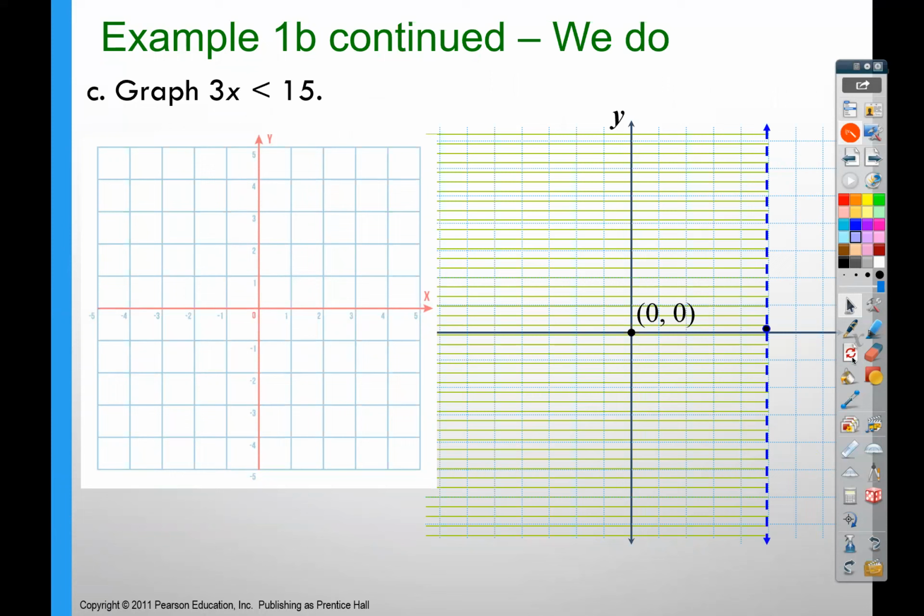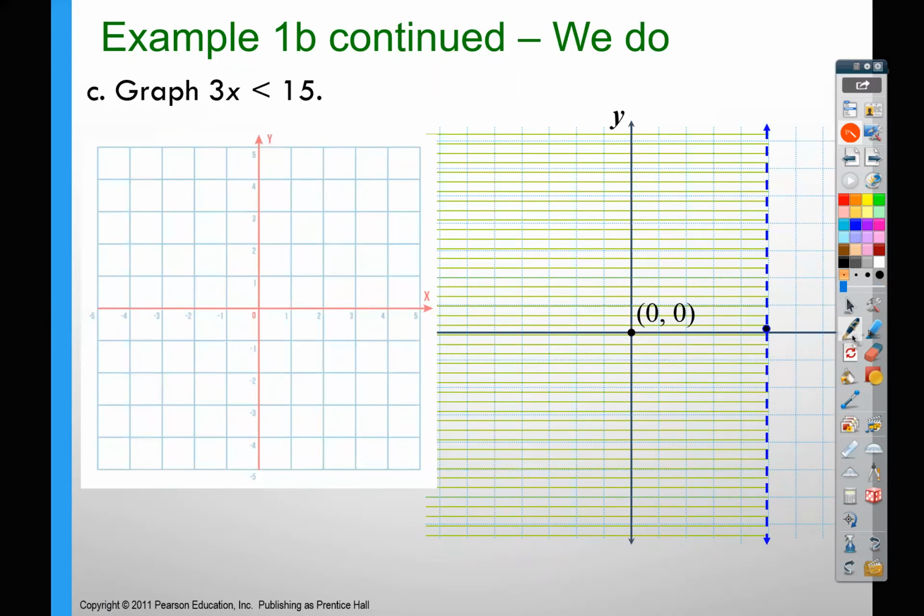All right, let's go ahead and do this one. And I know you see it over here, but let's just pretend you don't, okay? So if I divide both sides by 3, I get x is less than 5. So I'm going to go to 5 and I'm going to draw a dashed graph because it's less than, it's not less than or equal to.